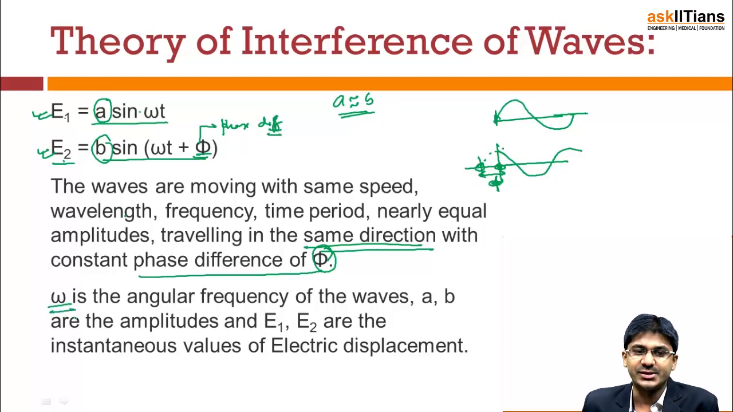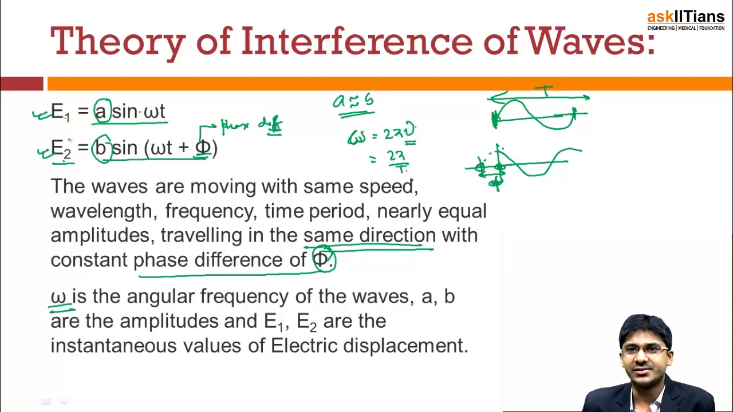Omega is the angular frequency, right? We know omega is angular frequency, 2 pi times nu. Nu is the frequency, 2 pi by time period. You can write it in any manner. The time taken in going from here to here is called the time period T. So the angular frequency omega is 2 pi by T. Okay. E1 and E2 are the instantaneous values of electric displacement. Now since we are considering light, we are actually considering the electrical displacements. So let's see what will happen when we add these two, because that's what the interference is.